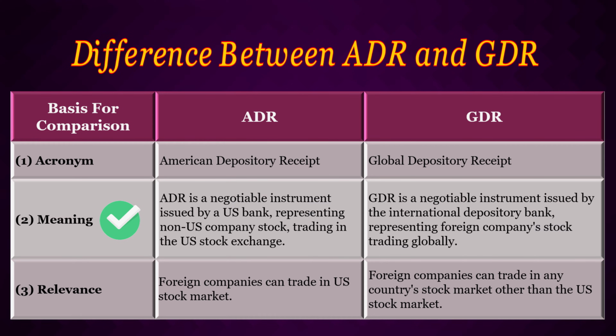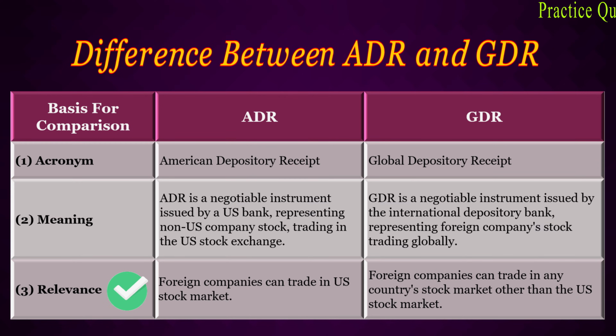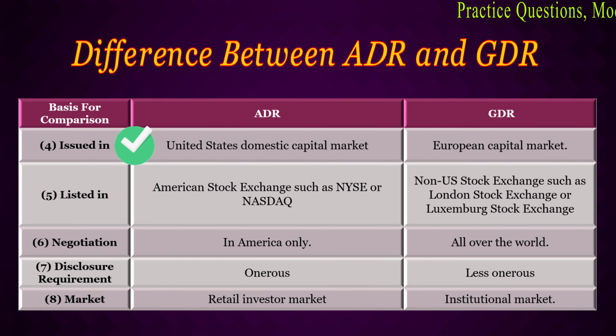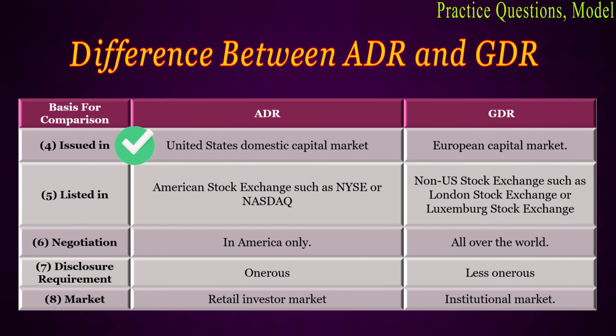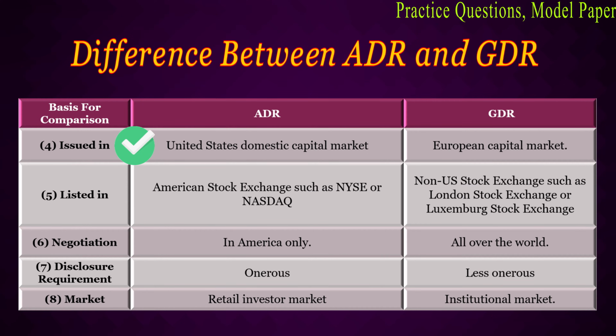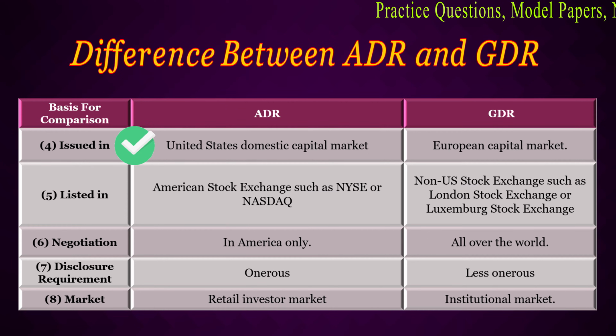Fine. And next is relevance. Foreign companies can trade in the US stock market, and in the case of GDR, foreign companies can trade on any country's stock exchange other than the US stock market. Next difference is where these ADRs and GDRs are issued. So ADRs are issued in the United States domestic capital market and GDRs are issued in the European capital market.